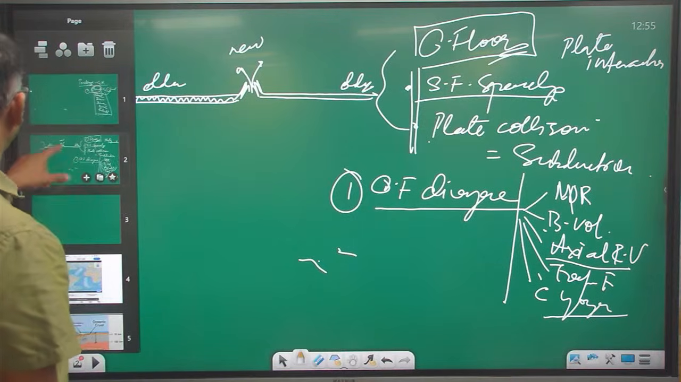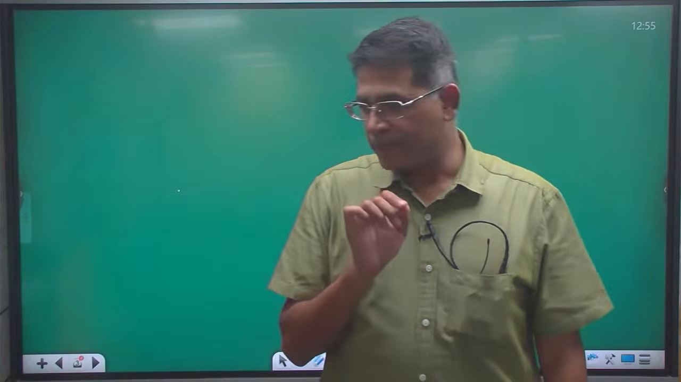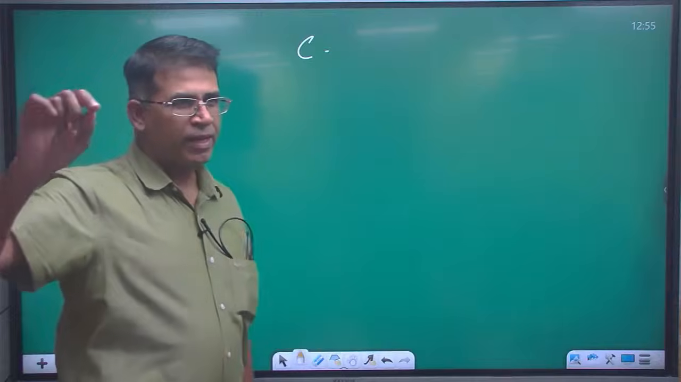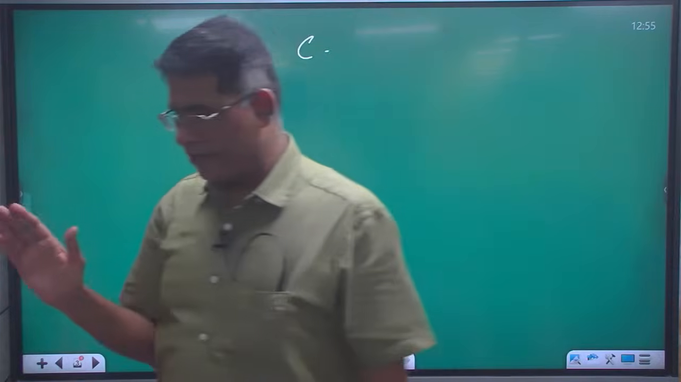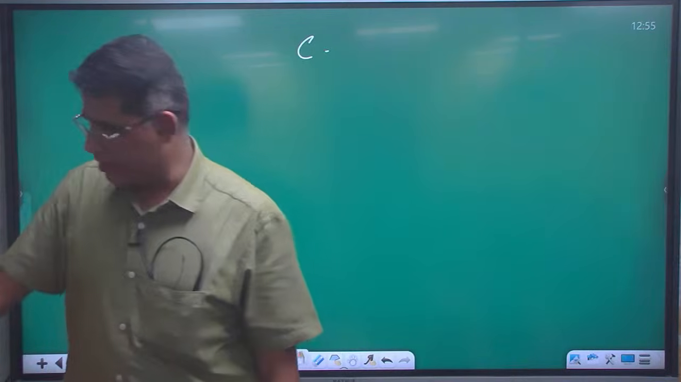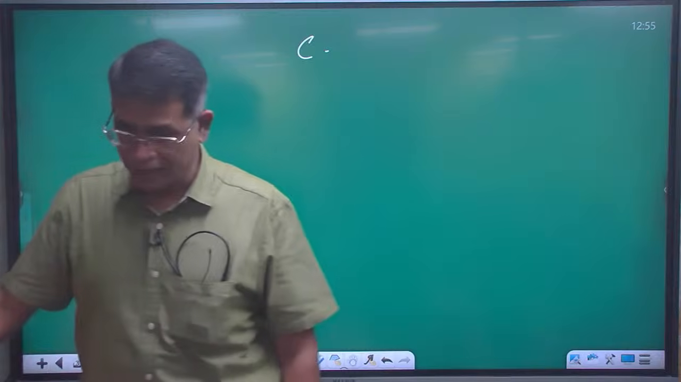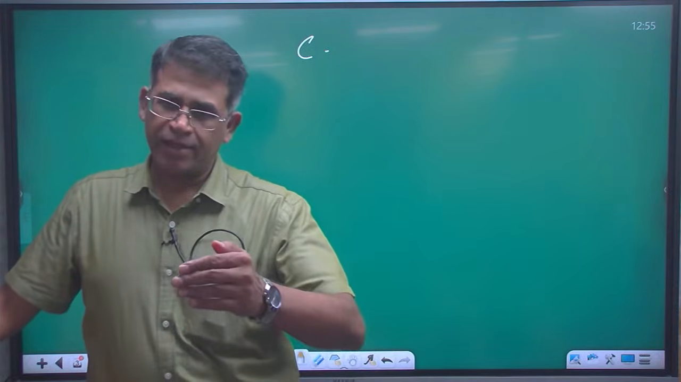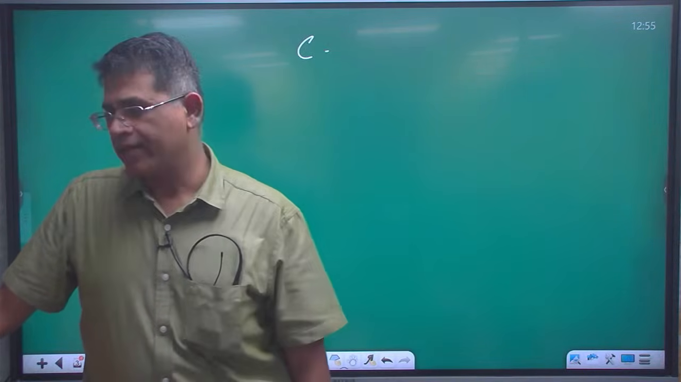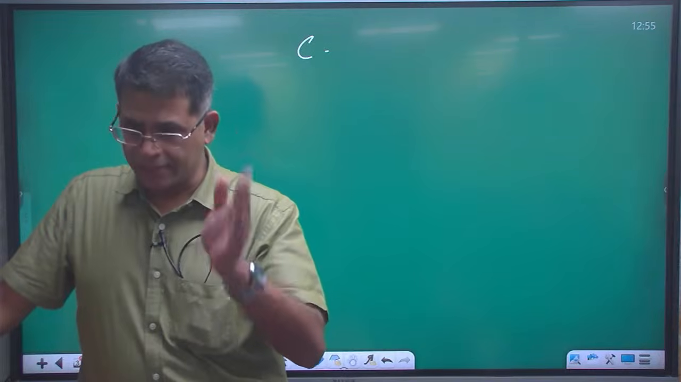ठीक है, I can add here. So that's about the slope, and next is the continental rise. अच्छा, एक point add करो that the seaward limit of the continental slope is the edge of the continental crust.